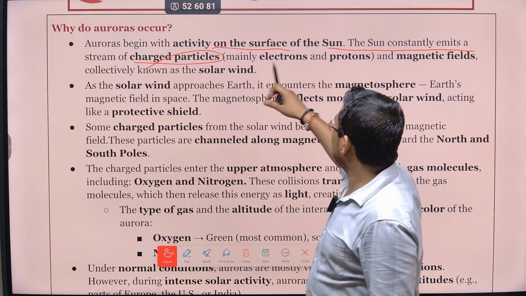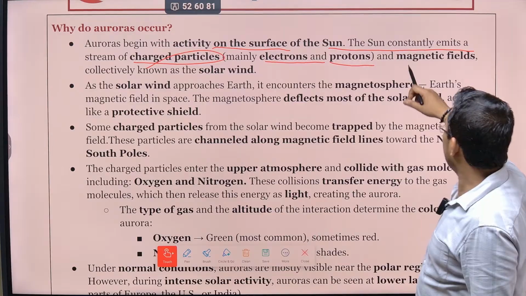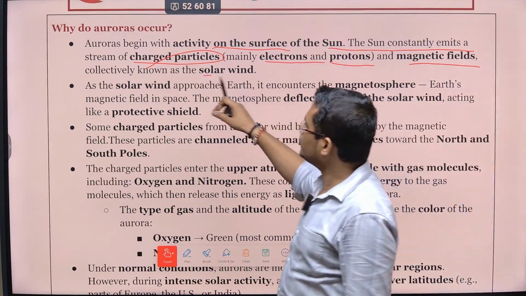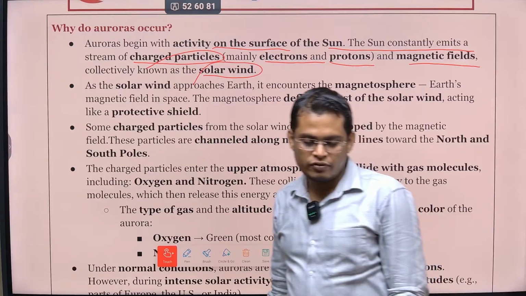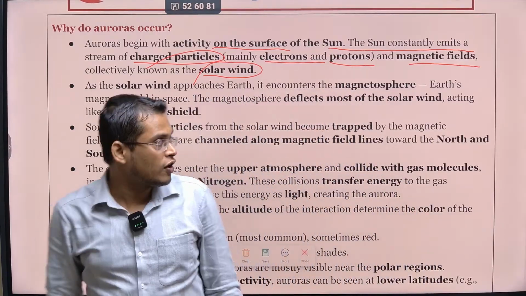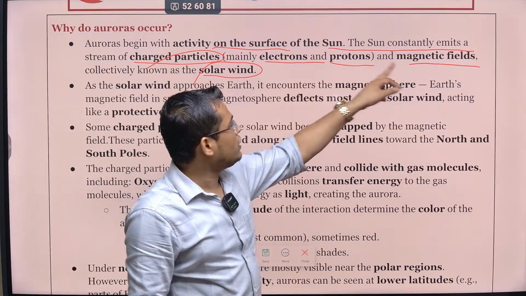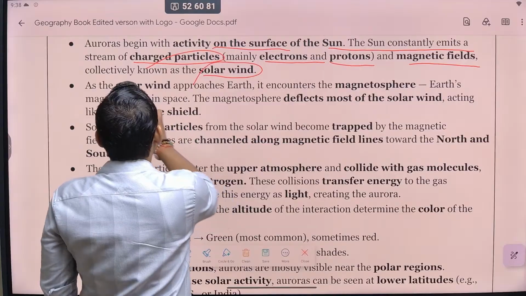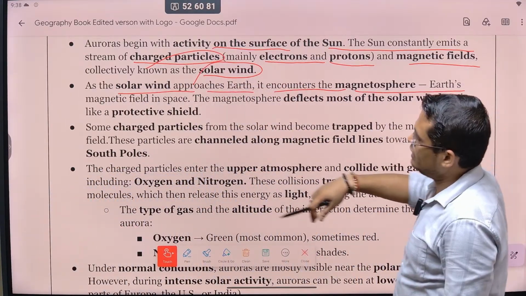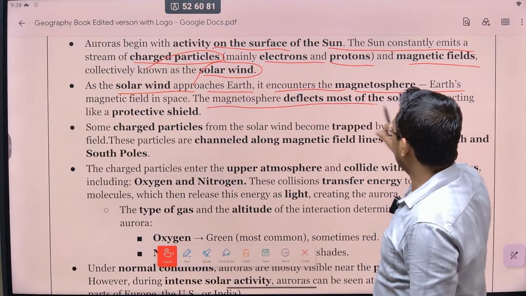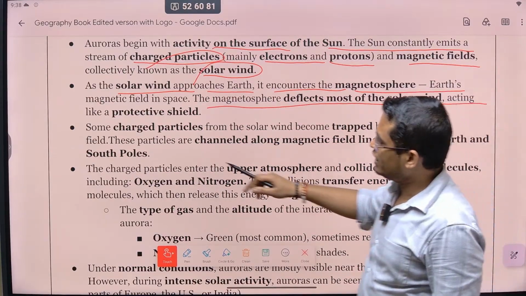Okay, so mainly this charged particle consists of electron, proton and magnetic field, collectively known as solar wind. So if there is a question, what is the constituent or what solar wind is consisting of, you can say electron, proton and magnetic fields. When the solar wind approaches the earth, it encounters the magnetosphere of earth, and this magnetosphere deflects most of the solar wind, acting like a protective shield.